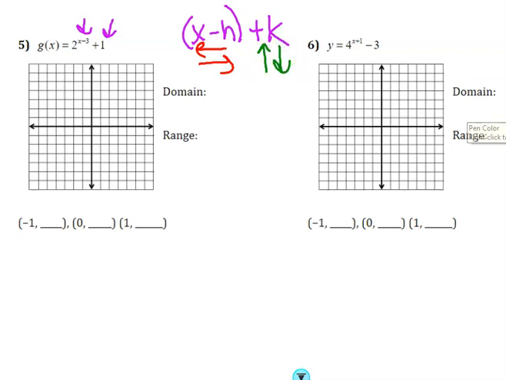The same thing applies when it's an exponent. This is my h. Well, it's the opposite, so this means right 3. And what does the plus 1 mean? That means what it means.